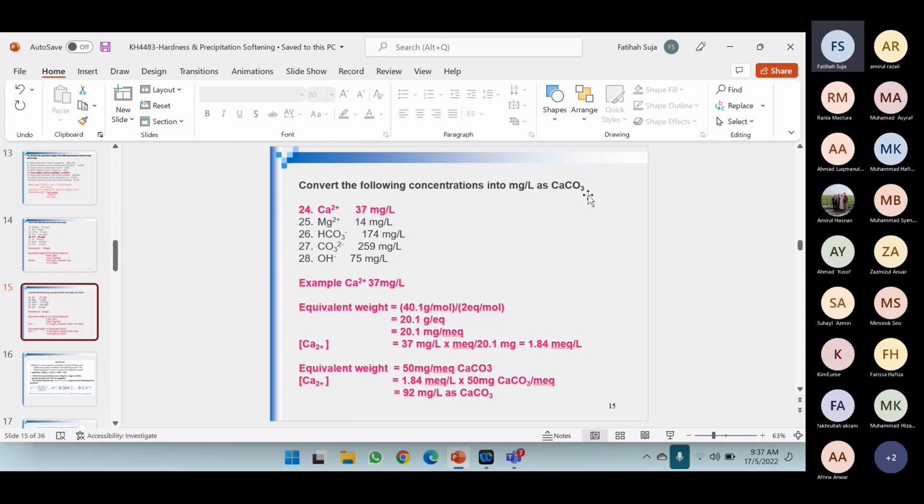Okay, I know that civil engineering students don't really like chemistry, but these are some simple chemistry that you need to know when you are dealing with any water or wastewater treatment. So you need to at least have some chemistry knowledge in your head.